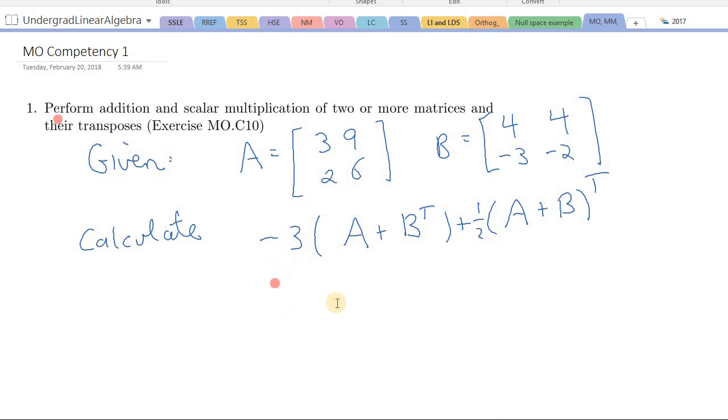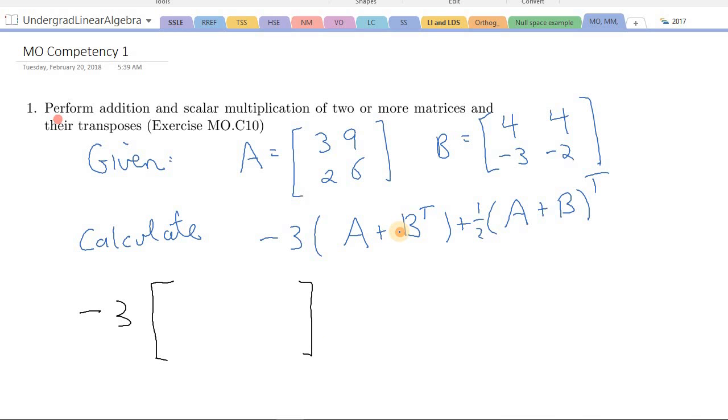Okay, welcome back. Well, let's analyze this. Certainly we have two pieces inside the two parentheses. So let's do that. Now the minus 3 is going to multiply everything, so let's take care of that. So we'll take the minus 3, and then inside A plus B transpose. Now we know we're going to have two 2 by 2s. They'll add up to another 2 by 2. So let me just make this a square bracket here, because it's going to be a 2 by 2 matrix here. And let's just do the entries.